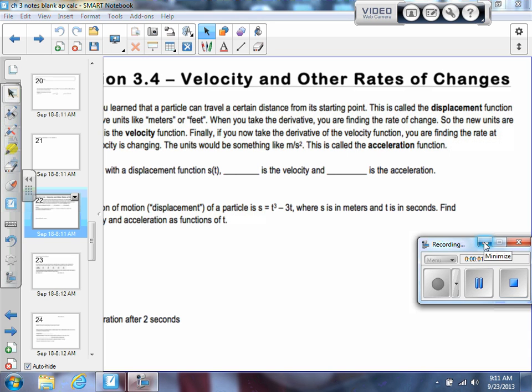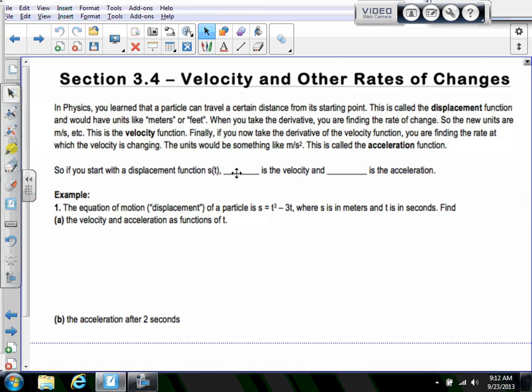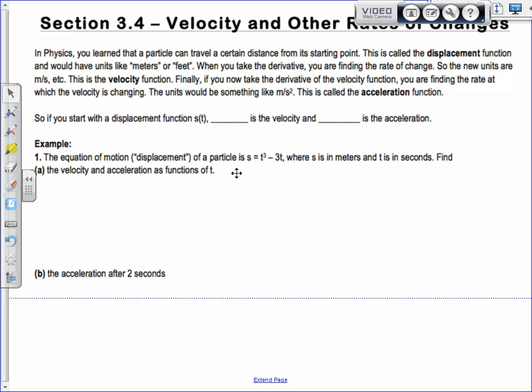This is on velocity and other rates of change. All right, so it says in physics. Some of you have taken physics, some of you haven't, so it's okay if you haven't. Physics is not a prereq for calculus or anything.